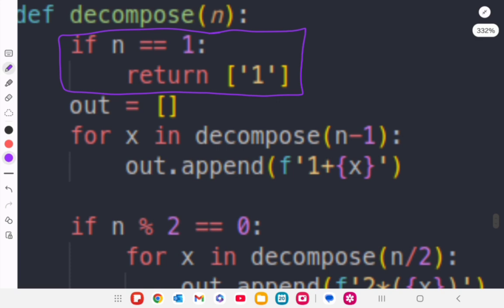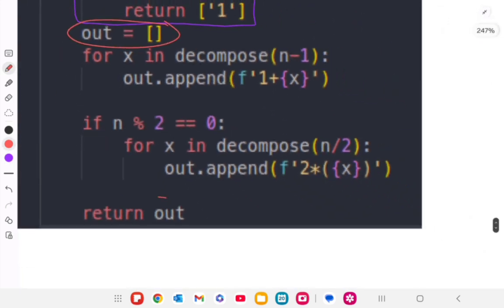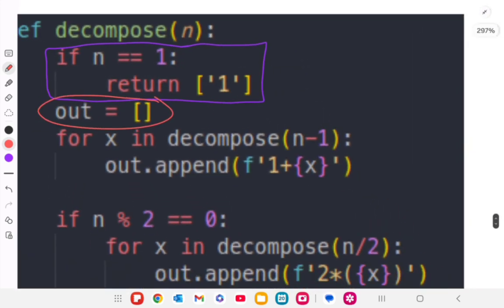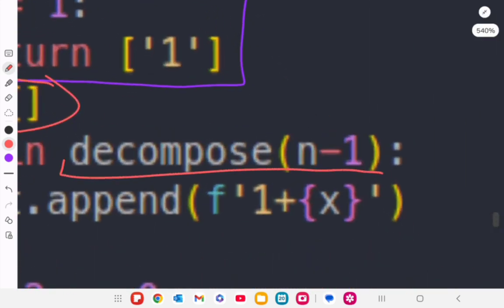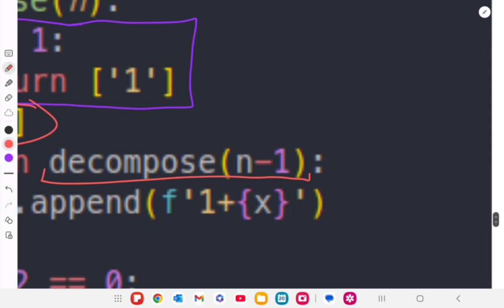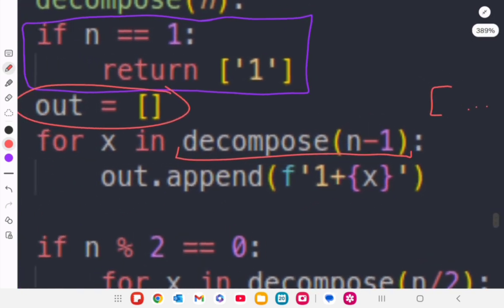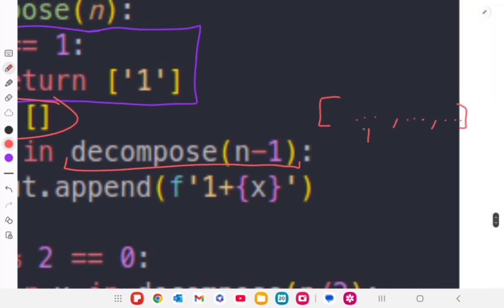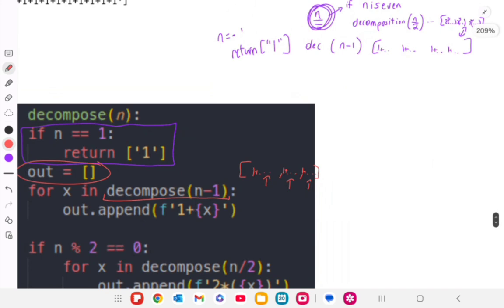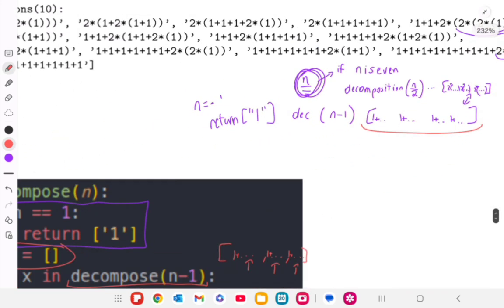It's very trivial. And here to understand the code, we have an output list. This is what we're gonna return at the end of our function, right? And then we are calling decompose on n minus 1, and we assume that it is giving us the right output for n minus 1. So now we have the list of the decomposition of n minus 1. And what we are doing is appending to this output list, for every element here, a 1 plus, which is the pattern that we discovered earlier, right? You take the decomposition of n minus 1 and then you add plus 1 at the beginning.